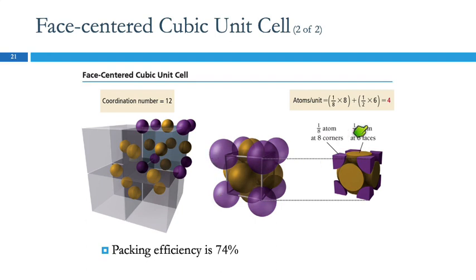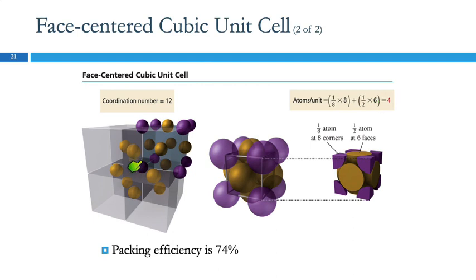So counting up the atoms here, we've got a total of 1 from all the corners. Each face is half of an atom. There are 6 faces, so that gives us 3 more atoms. So this has a total of 4 atoms in it.